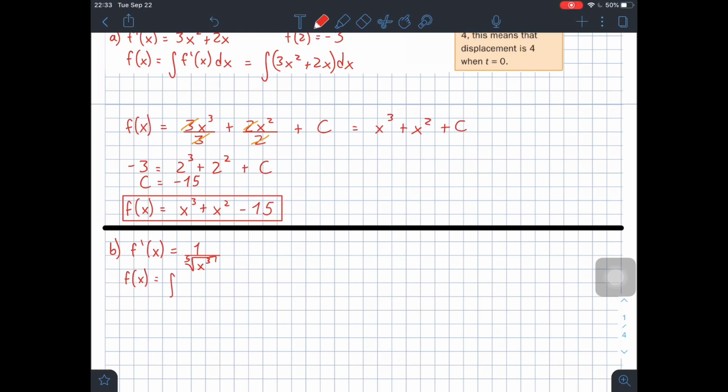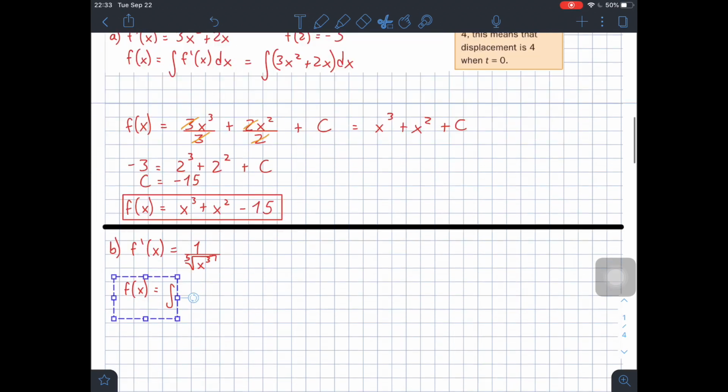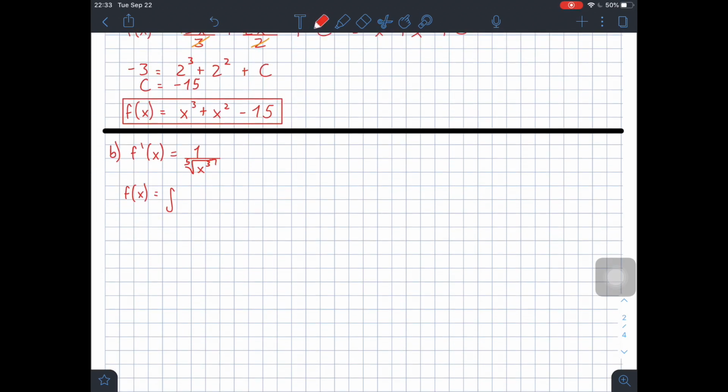So we're going to say, once again, that f of x is the integral of f prime of x with respect to x. So this is the same as saying the integral of, instead of writing it as 1 over the 5th root of x cubed, I'm going to write it as x to the power of negative 3 over 5 dx. Negative 3 over 5, because we're taking it up, right?